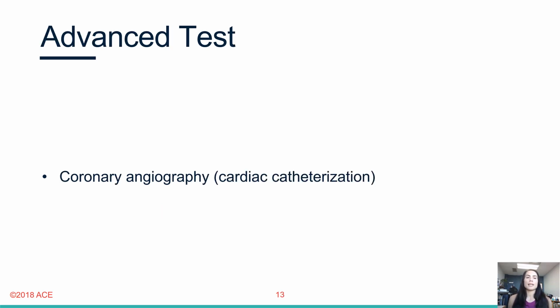Now, we also have some more advanced tests. The coronary angiography, which is also known as a cardiac catheterization. And based on the name itself, you can kind of guess what happens. Basically, you insert a catheter into an artery in the leg or the wrist, and you thread that to the heart. Then once that catheter is there, they inject a dye, and that flows through the coronary arteries feeding the heart muscle. So what this does is it enables the cardiologist to see, based on that dye, narrowed spots and potential blockages via X-ray imaging.